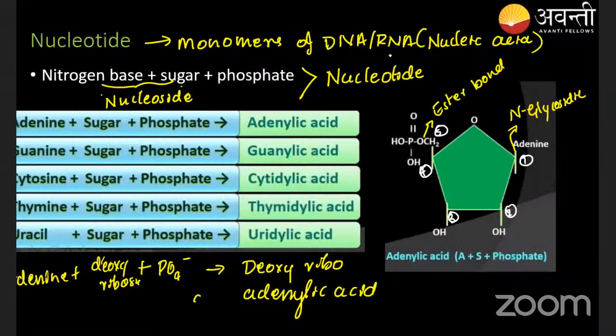I'm repeating once again. So nucleotides are the monomers of DNA or RNA. In another way, I can call it the nucleic acid. Nucleic acid may be DNA or RNA.